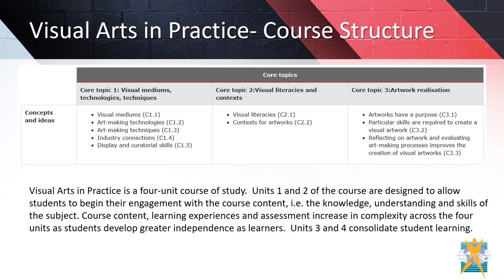Visual Arts and Practice is a four-unit course of study, focusing on three core topics: visual mediums, technologies and techniques, visual literacies and contexts, and artwork realization. Units 1 and 2 of the course are designed to allow students to begin their engagement with the course content across Year 11. Units 3 and 4 across Year 12 consolidate this student learning.